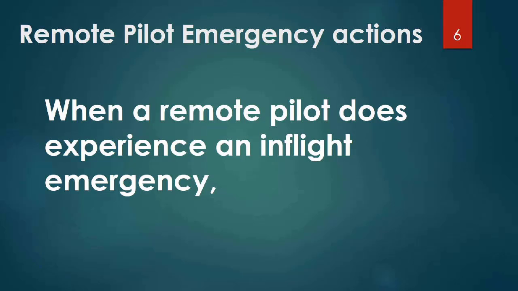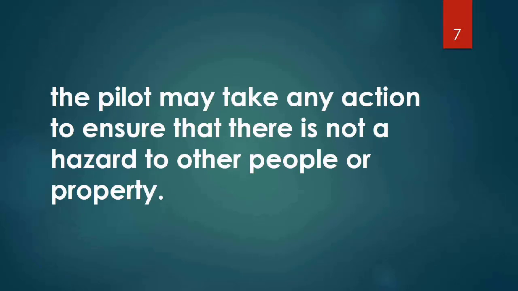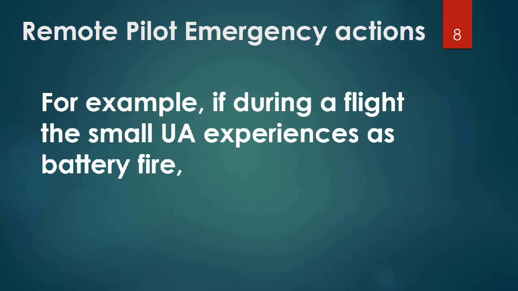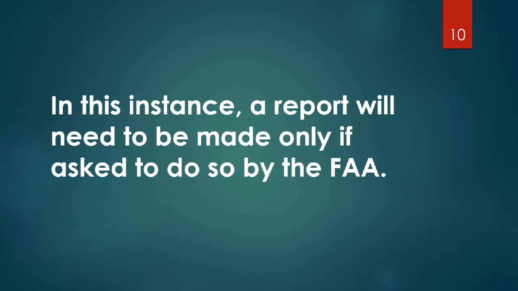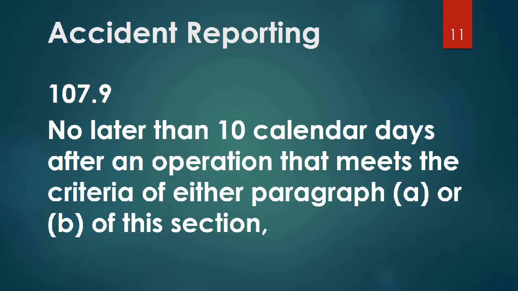When a remote pilot does experience an in-flight emergency, the pilot may take any action to ensure that there is not a hazard to other people or property. For example, if during a flight the small unmanned aircraft experiences a battery fire, the remote pilot may need to climb the small unmanned aircraft above 400 AGL to maneuver to a safe landing area. In this instance, a report will need to be made only if asked to do so by the FAA.